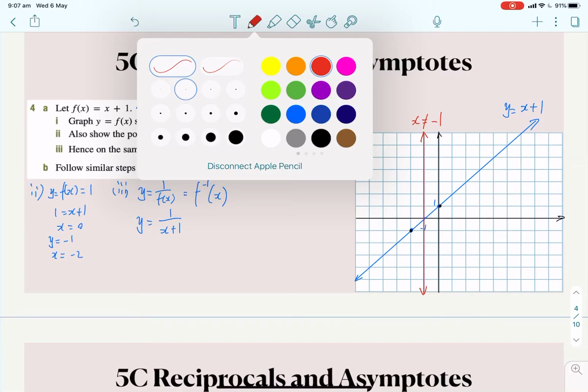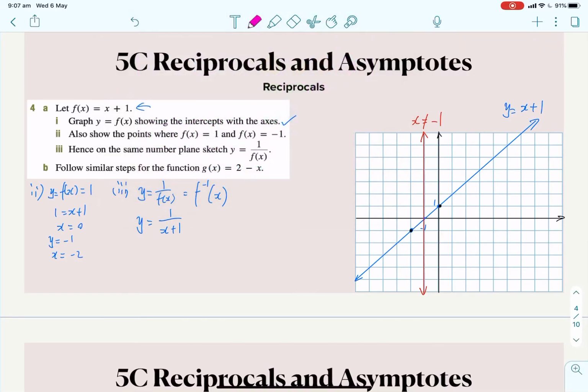I'm just going to draw the reciprocal in pink. We've got y equals 1 and y equals -1, so those two will be the intercepts between the original line and the reciprocal. The left hand side is going to get close to the x-axis, but never touch it. And on the other side, it's going to get close to the y-axis, but not touch it. On the left hand side, again, we did this. And that's the graph.